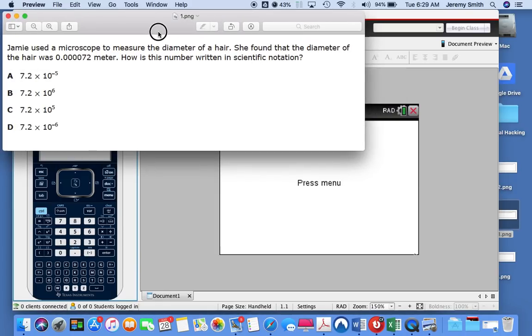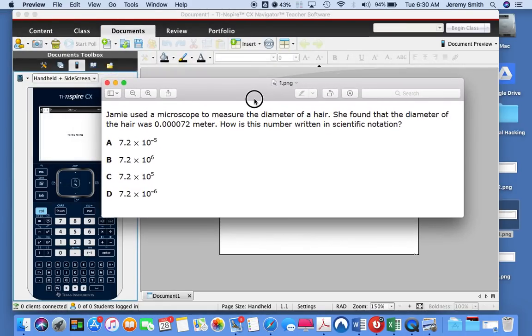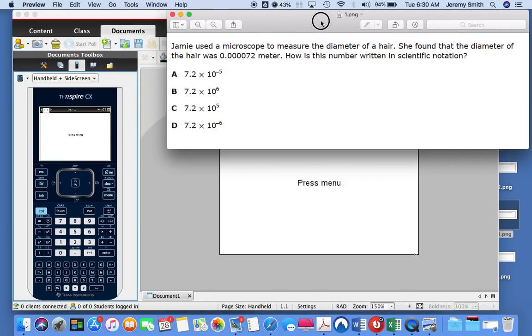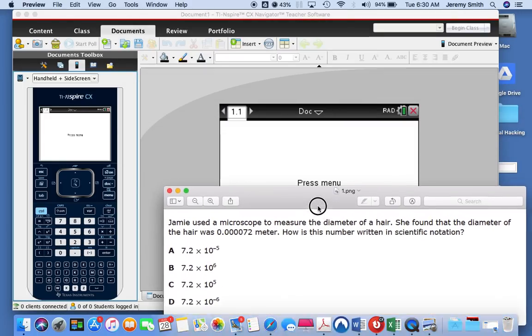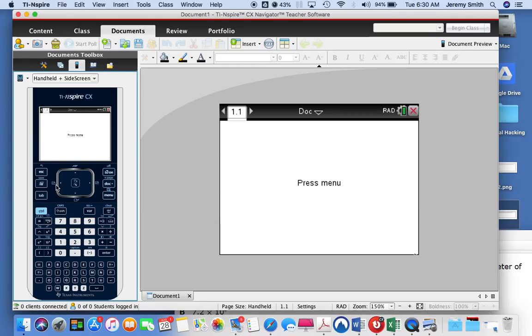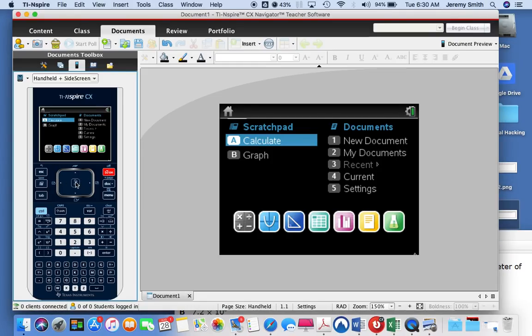I have an example. It said Jamie used a microscope to measure the diameter of a hair. She found that the diameter of the hair was 0.000072 meters. How is this number written in scientific notation? The process is extremely easy utilizing a calculator. So what I like to do now is go to my home screen and go to calculate.